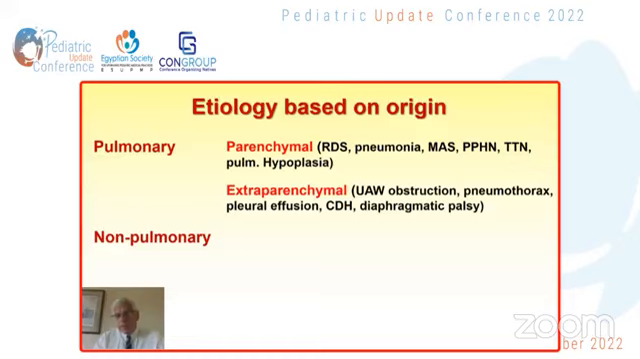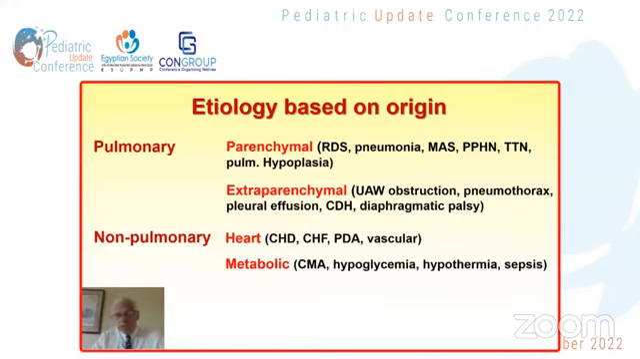or diaphragmatic palsy. Now, the respiratory distress can come from other places rather than the lungs. Those are the non-pulmonary or extrapulmonary origin. And in here we have what we discussed before, coming from the heart, when you have congenital heart disease or congenital heart failure or patent ductus arteriosus or a vascular malformation. The respiratory distress could be related to metabolic conditions like metabolic acidosis or hypoglycemia, hypothermia, or sepsis. Respiratory distress could also be secondary to a brain abnormality like intracranial hemorrhage, asphyxia, or drugs that can also give respiratory distress.